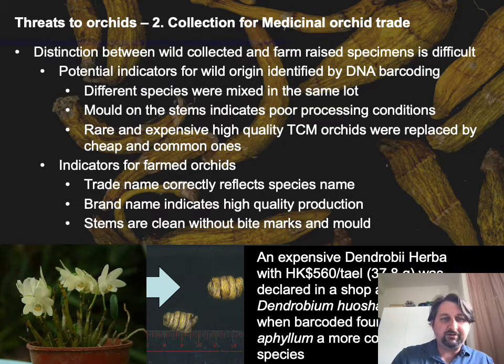If there are trade names and the species name is correctly reflected, then maybe it's a trustworthy source for sustainably sourced orchids. The brand name, trade names, and usually properly processed stems of dendrobiums, for example, come from a sustainable source. The stems are clean without bite marks and mold.